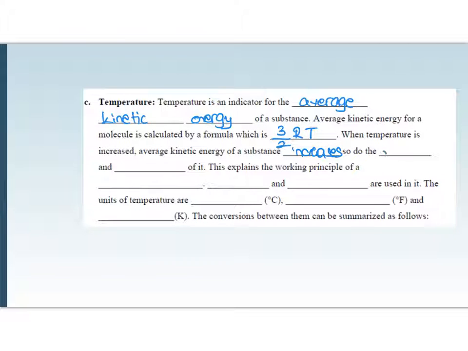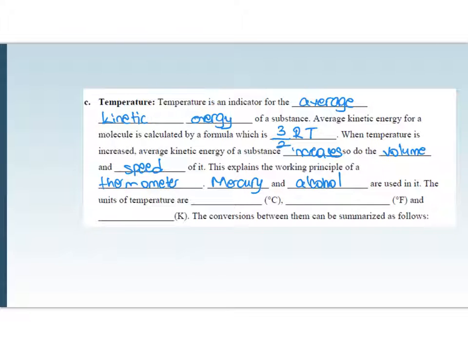So does the volume, of course, if the gas is found in a container with a piston, and so does the speed of it. And this explains the working principle of a thermometer. As you know, in thermometers we use mercury, but nowadays, because mercury is known to be poisonous, other than mercury we use some special alcohols.